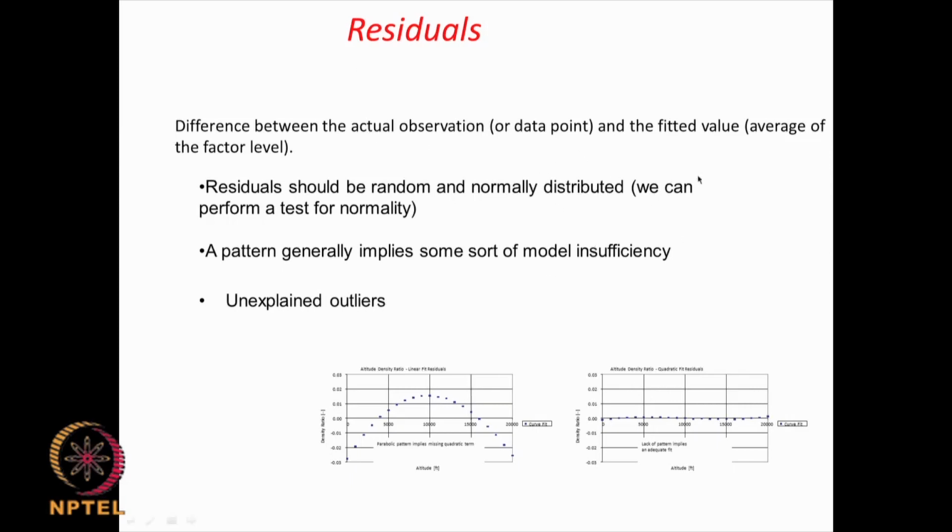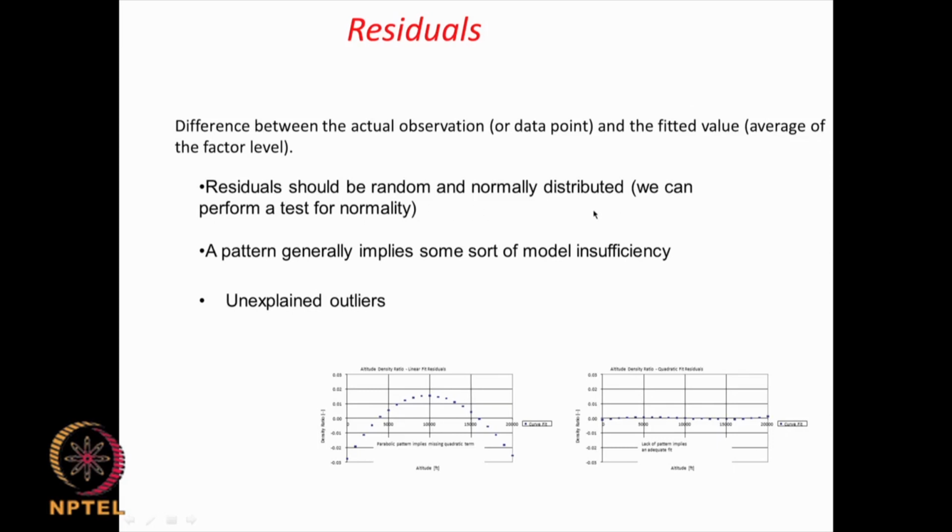Generally these residuals should be random, that means if there are 10 residuals, some of them should be plus, some of them should be minus. It should not be all pluses or all minuses, then you are very sure that there is a mistake, there is some catch, there is a problem in your fitting. So, generally it should be normally distributed, so we can even do a test for normality to see it.